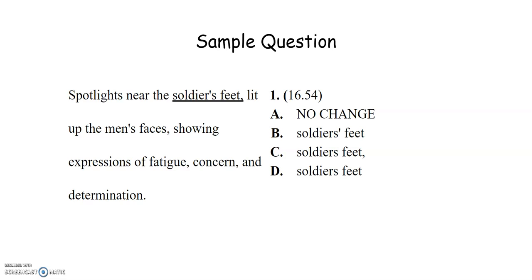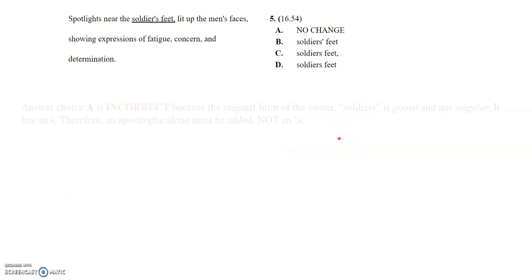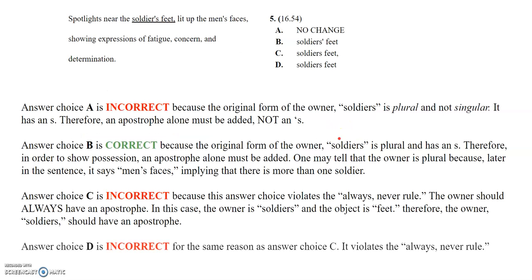So, the soldiers' feet. It sounds like the soldiers are possessing their feet. The feet belong to the soldiers. So we know that we're going to have some sort of possessive apostrophe here. But the question is, are we dealing with one soldier or a lot of soldiers? Well, it says men right here, which is our red flag. We're dealing with a lot of soldiers. This is something that's plural that we're making possessive. And when something's plural and we make it possessive, all we do is add that apostrophe right after it. The correct answer is, for that reason, B.